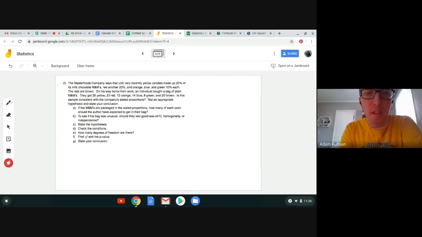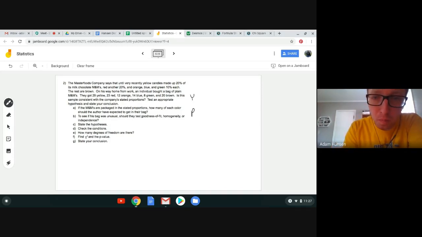Master Foods Company says that until very recently, yellow candies made up 20% of its milk chocolate M&Ms, red another 20, orange, blue, and green 10 apiece. The rest are brown. On the way home from work, an individual bought a bag of plain M&Ms. They got 29 yellow. So let's just do observed. We had yellow, red, orange, blue, green, and brown. We had observed and expected.